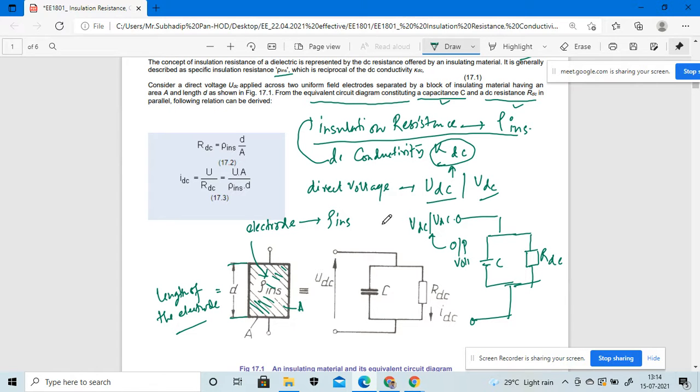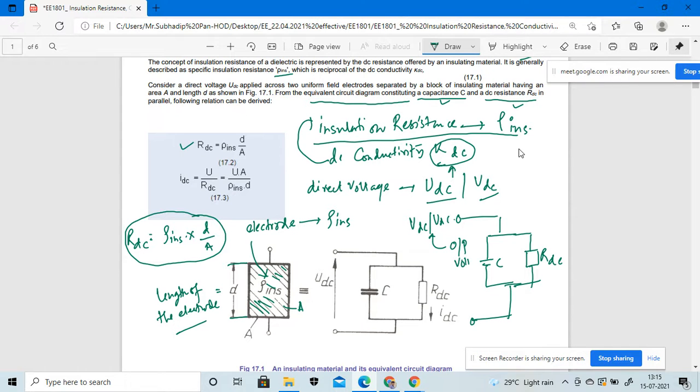So what will be my R of DC? R of DC is the resistance, that means rho of the insulation, the insulating resistance value, multiplied by the length of the electrode divided by the total cross sectional area. That will be my formula for the DC resistance.